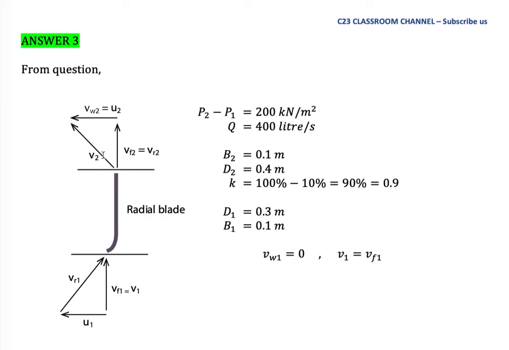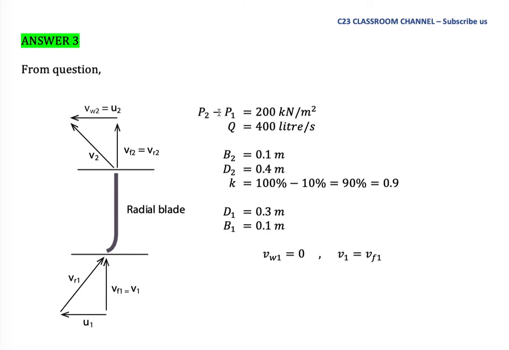So we have the absolute velocity V2 here. So we have VF2 and it is equal to VR2. We have V whirl 2 which is equal to U2 here. And then we list all the parameters that we get from the question.